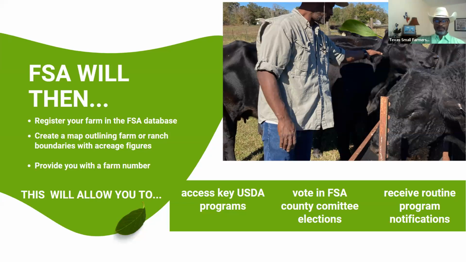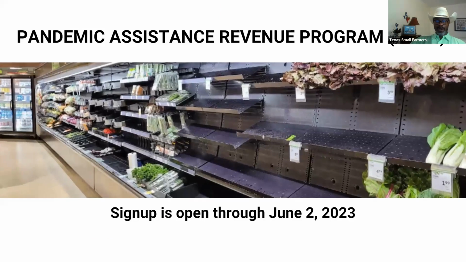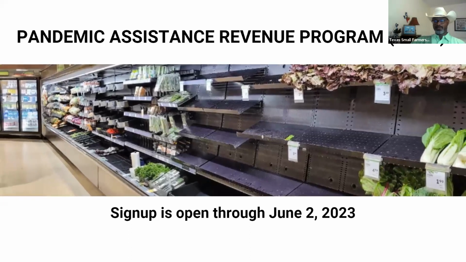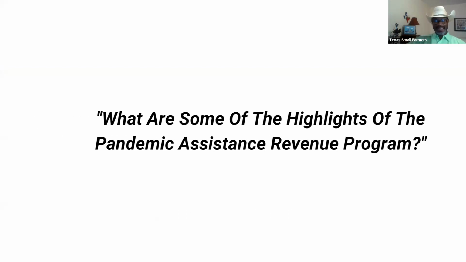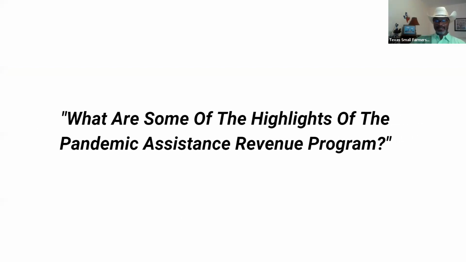But we're almost through. We wanted to hit the PART program real quick, PART meaning Pandemic Assistance Revenue Program. Again, sign up is open through June 2nd of this year. So we basically have a week or so to make this happen, a little bit over a week, I should say. With the hope that maybe we get some notification that they extend it, but I do not want us hanging our hat on that at all. So that's why we felt it was important to have this event as soon as possible. So anyway, what are some of the highlights? Let's hit on some of the highlights of the Pandemic Assistance Revenue Program.